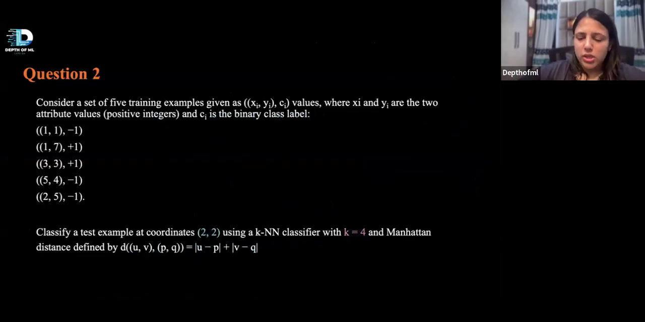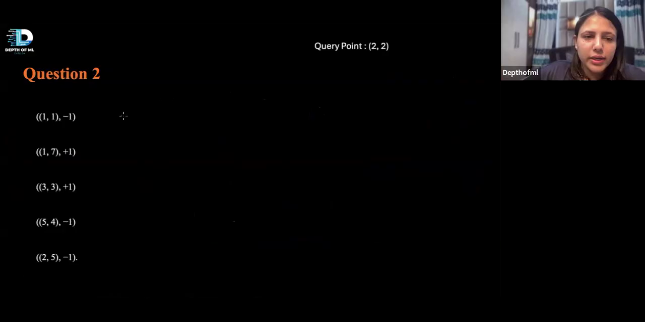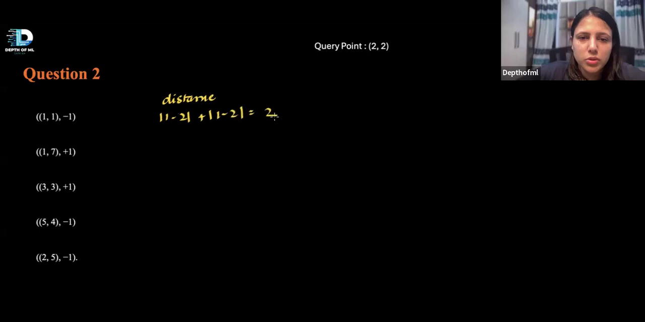So the second question is asking you to do it for k equals 4, and the data point that you want to classify is (2, 2). Okay, so let's do this quickly. We'll compute the distance over here. So we'll do 1 minus 2 plus 1 minus 2, which is equal to 2. Then 1 minus 2 plus 1 minus 7, which is 1 plus 6, 7.